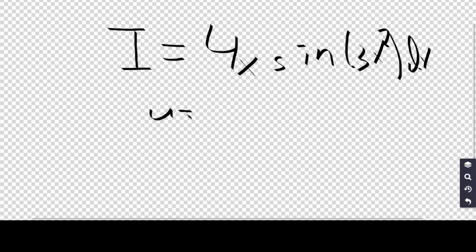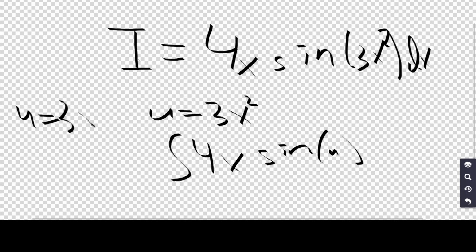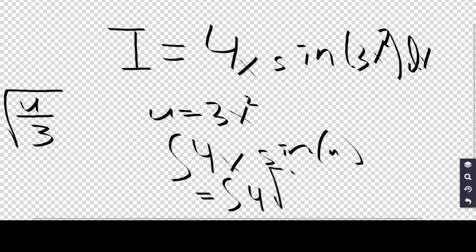So you're going to have to use some logic and pick a logical guess in the beginning. So here I'm just going to say u is equal to 3x squared. This means that we can rewrite the integral as 4x sine of u. That's pretty logical so far. So then what is x in reference to u? Well, x would be the square root of u divided by 3. So all I did was solve for x, and we can plug that back in to get 4 square root of u over 3 times sine of u.